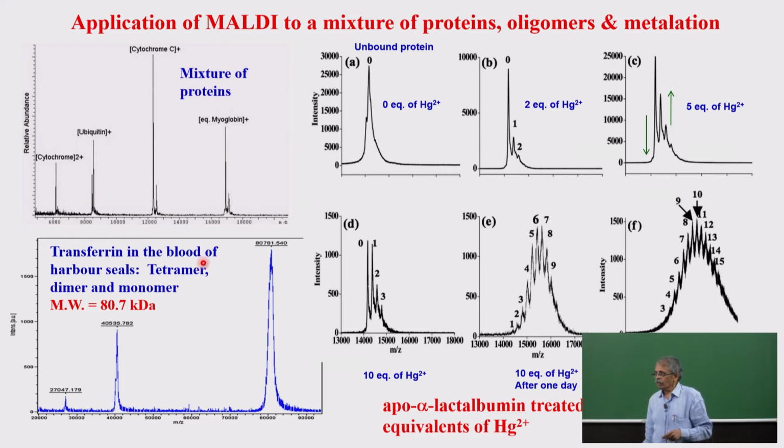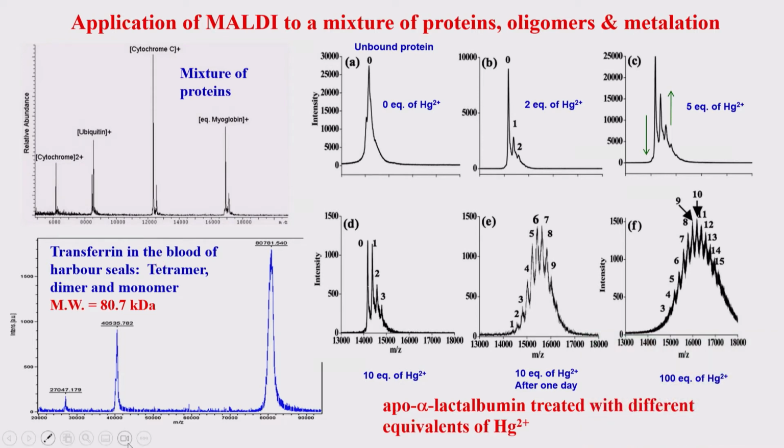So, this is an example of transferrin. Transferrin is a protein containing iron, and that is where it transfers the iron ions across. That is not a part of this course, but we can understand that the blood harbor seals are the species. So, they are tetramer, dimer, and monomer. You can see a monomer around here, and then you have a dimer, and then you have a tetramer. All these can be identified without breaking the aggregation, which means even if you have a molecular aggregation forming some supramolecular aggregate, you can detect it using MALDI even without breaking their interactions.